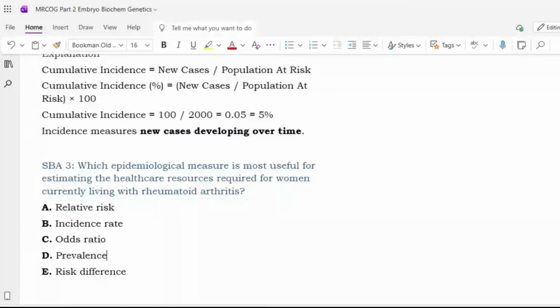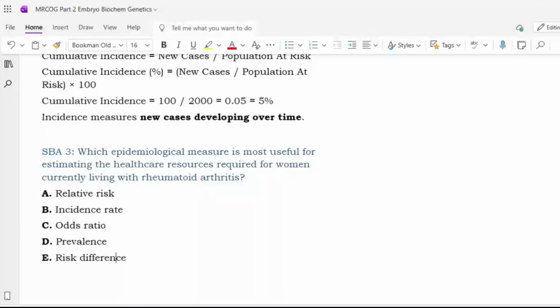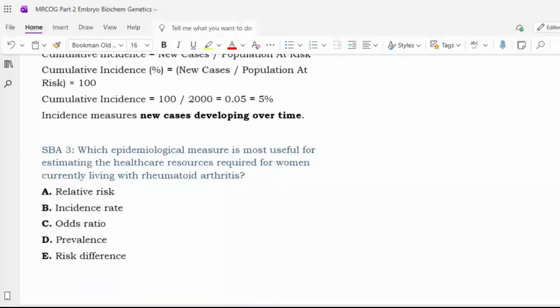Next. Question number 3. Which epidemiological measure is the most useful for estimating healthcare resources required for women currently living with rheumatoid arthritis? A. Relative risk, B. Incidence rate, C. Odds ratio, D. Prevalence, and E is the risk difference. So you are going to plan healthcare related resources. What is the most important thing you should know about the population?